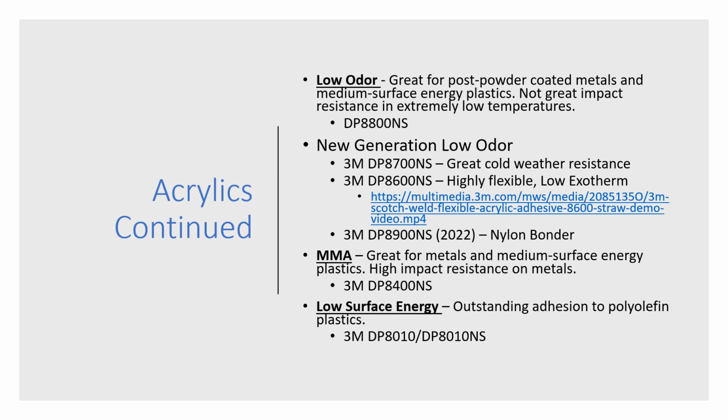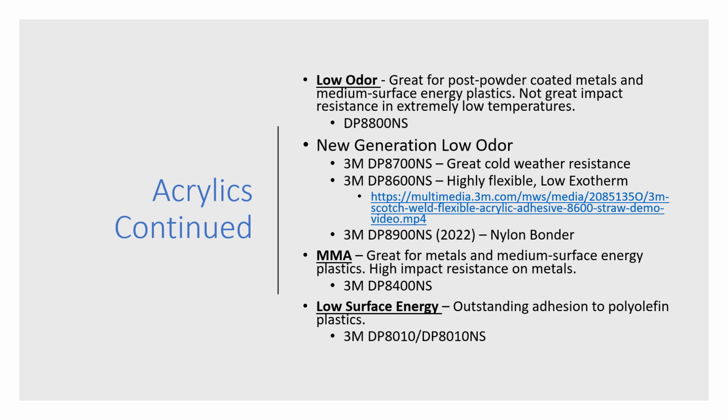The 8600 series is available in a 10 and a 25-minute open time. Similar to the 8700 series, not as strong in shear and tensile, but it is super flexible and has low exotherm. So you can watch that straw video. You can see how flexible the material is. So really great solution for bonding dissimilar materials that are going to flex a lot.